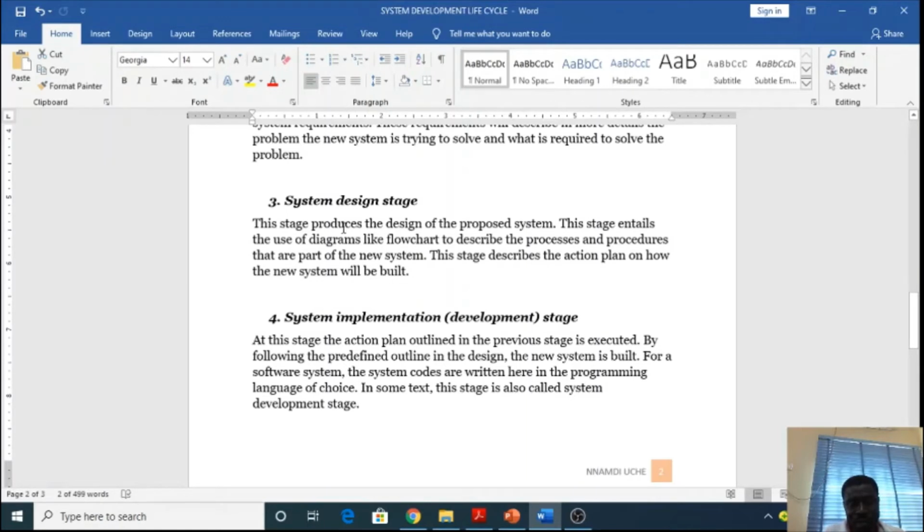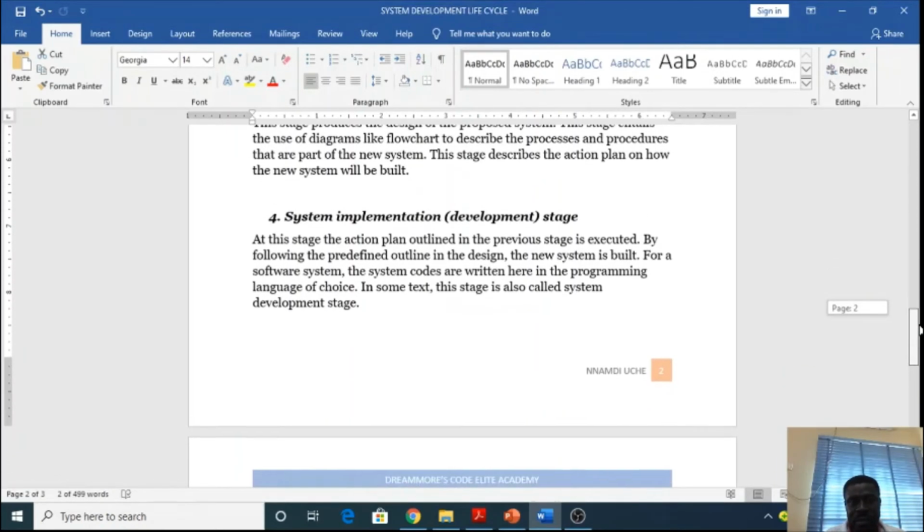So you get to put them down on paper in black and white, how you intend to solve the problem, how the system will look. You consider the interface, you consider the activities, different stages of processes. So you take note of the processes and the procedures. Okay, this stage describes the action plan on how the new system will be built.